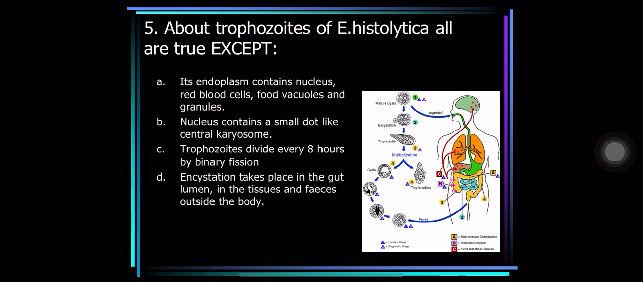So options A, B, and C are all correct because the endoplasm contains nucleus, RBCs, food vacuoles. The nucleus contains a central dot-like karyosome. The trophozoite divides every 8 hours by binary fission. Encystation takes place only in the gut lumen and not in the tissues and not in the feces outside the body. The only place where encystation takes place is the gut lumen. So option D is the answer.